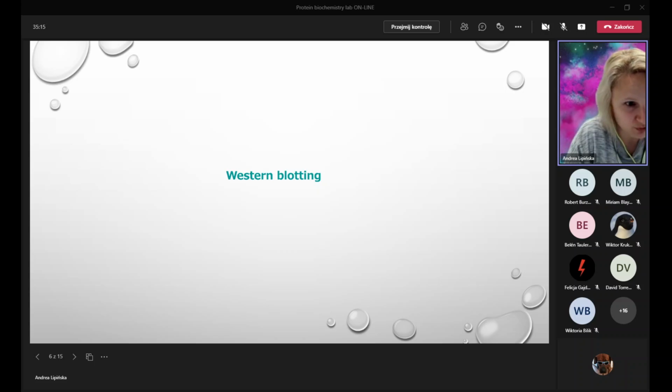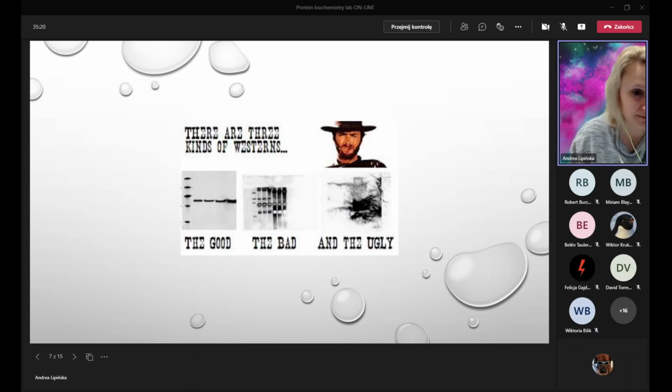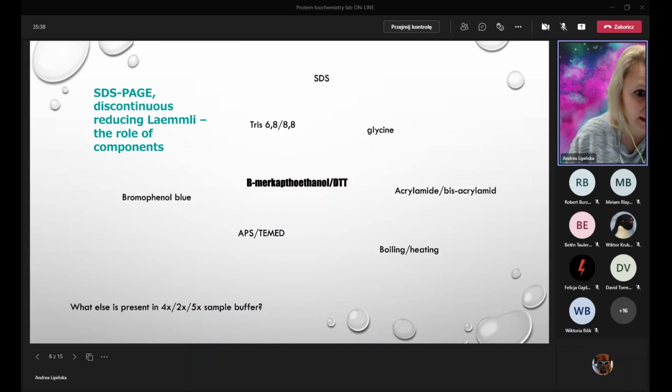And what we should remember about Western blotting. Well, first of all, that there are many steps where we can make mistakes. And these are the types of Western blotting results that we may have. We will see how it goes. And so now lots of questions, and I would like now also other people to share their knowledge. So this is just to remember.